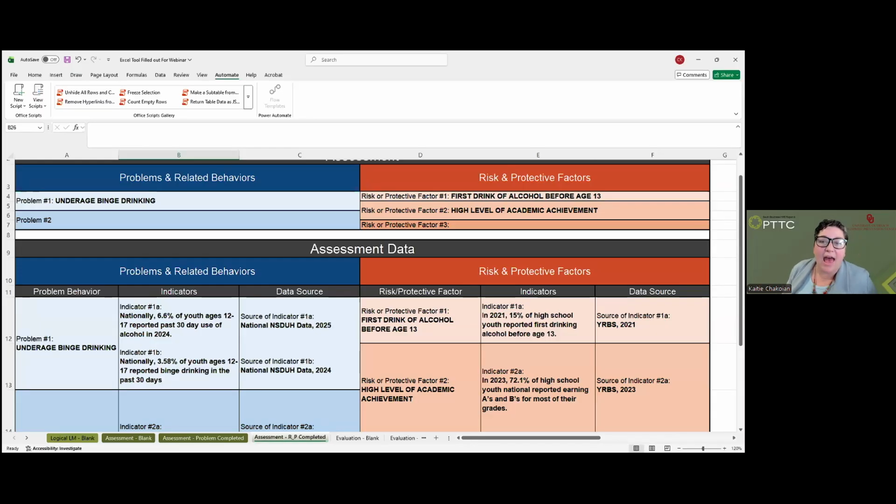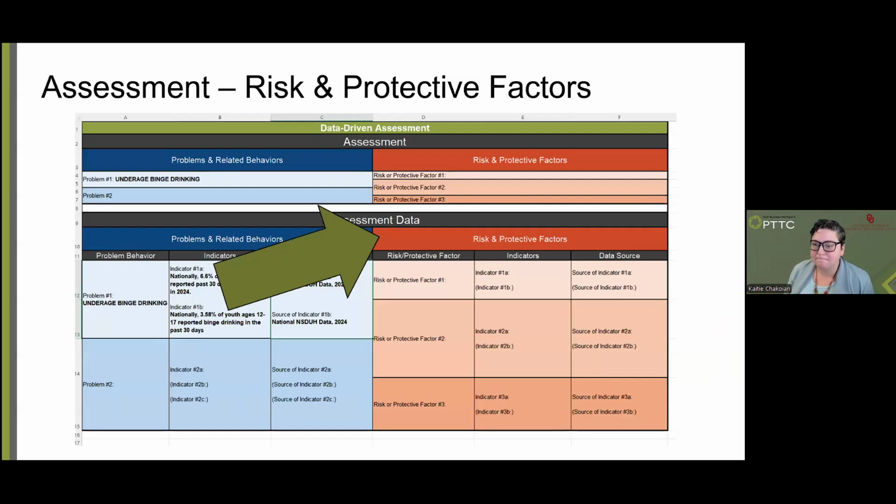Okay, so we have our assessment portion filled out. We have our risk, our problem and related behavior, and our risk and protective factor. Coming back to our slides, let's keep moving and thinking about how this all works together.